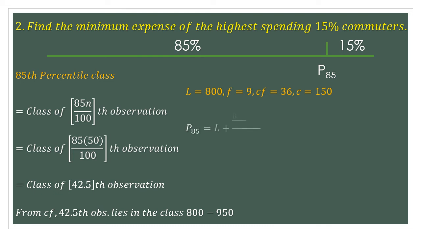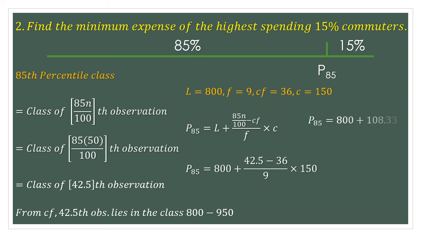But the formula will be P85. It is L plus 85n upon 100 minus CF upon F into C. Putting the value 800 plus 42.5 minus 36 upon 9 into 150. And when you solve this, you get 800 plus 108.33. So the 908.33 rupees is the answer for 85th percentile.